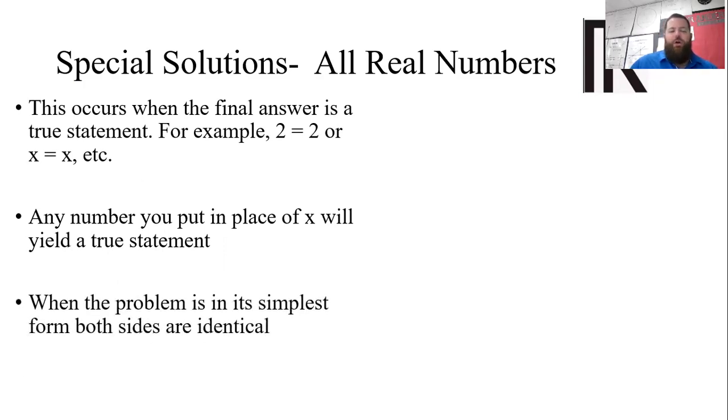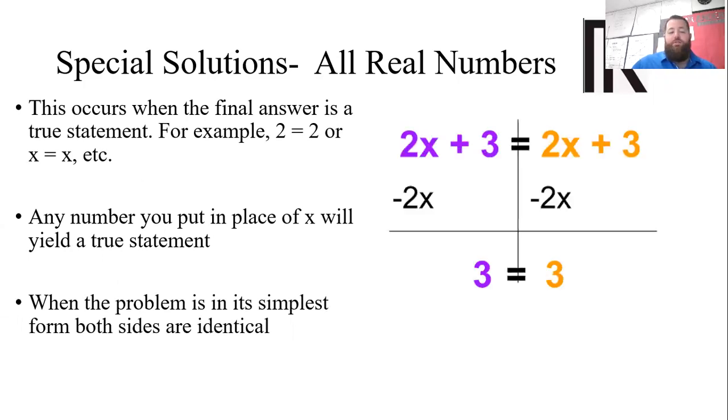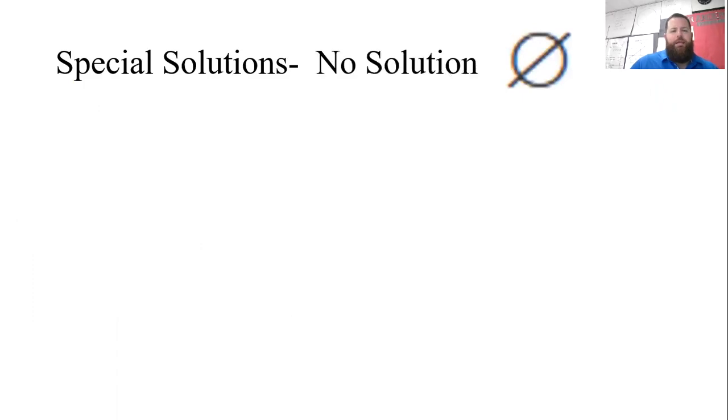And so how do we know when we have the solution all real numbers? Well, when the problem is solved, both sides will be the exact same, no differences. For example, I have 2x plus 3 equals 2x plus 3. When I subtract 2x, I get 3 equals 3. So that is a true statement. So we're good.